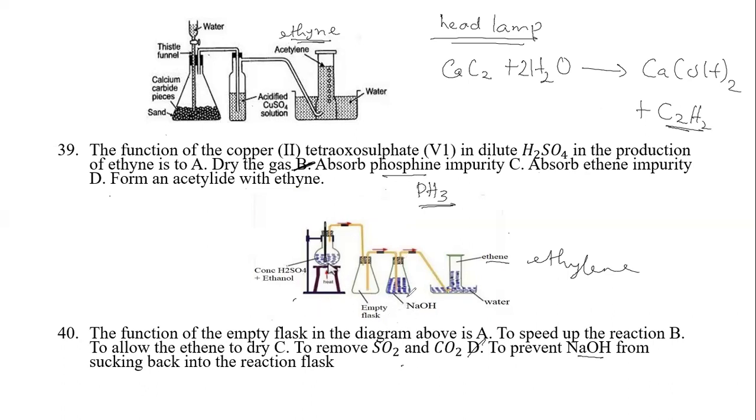Now, what is the function of sodium hydroxide? That's another common question in JAMB. The function of the sodium hydroxide in the production of ethene is to remove SO2 and CO2 impurities. But our question is asking for the function of the empty flask, and that is to prevent sodium hydroxide from sucking back into the reaction mixture.